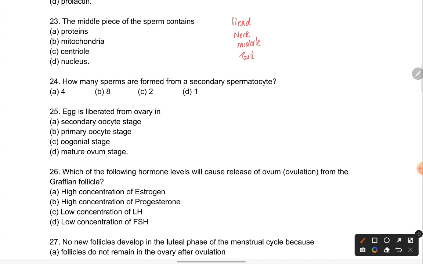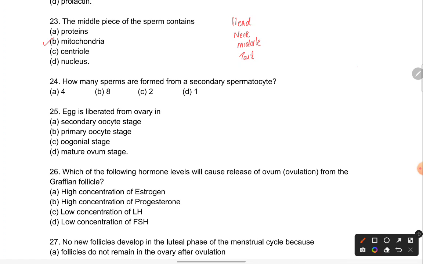And the middle piece contains a large number of mitochondria. So what is the correct answer? Mitochondria is the correct answer. Okay. Yes. Now question number 24. How many sperms are produced or formed from a secondary spermatocyte? How many sperms are formed from a secondary spermatocyte?